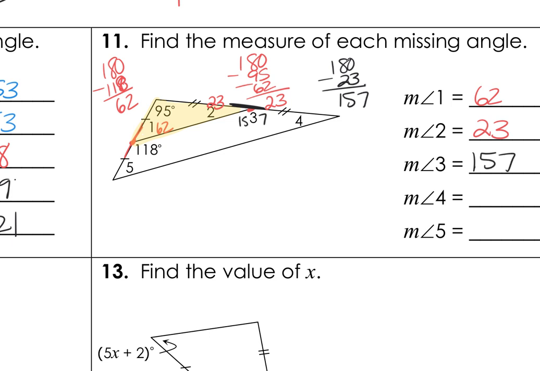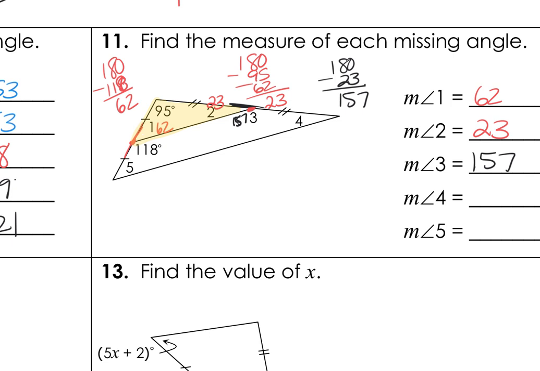Sorry, I didn't really know how to write that. It looks weird. I'm going to put it here. 157. And so now, in order to get these other ones, we've got to use our parallel lines.